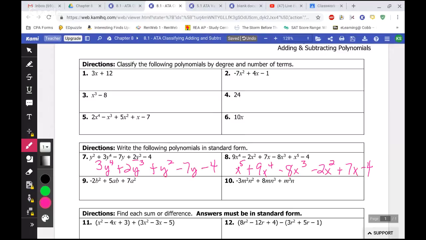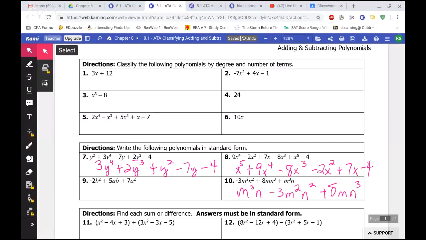So that's the final answer for that one. And just to be certain, on number 10, M comes before N. So remember that you're going to go with the highest degreed M first on number 10. The second highest degreed M is a squared. So that's how you look at those. Okay.